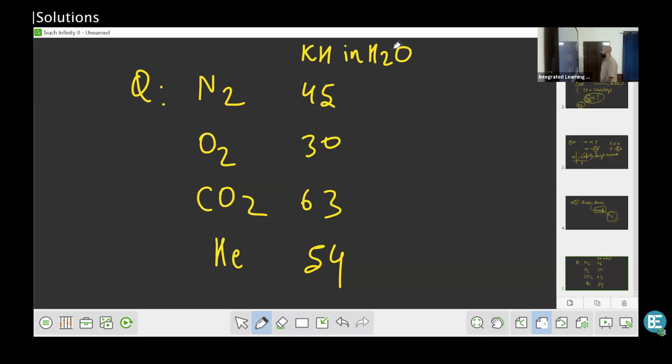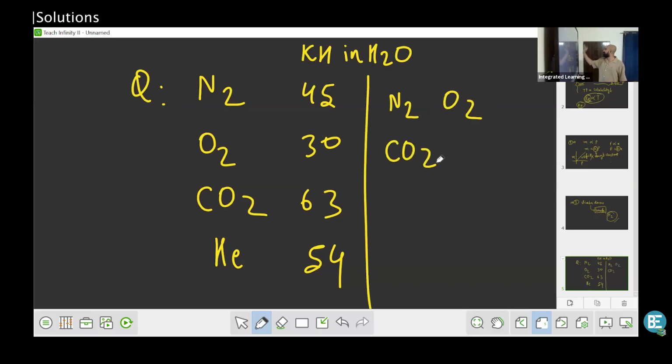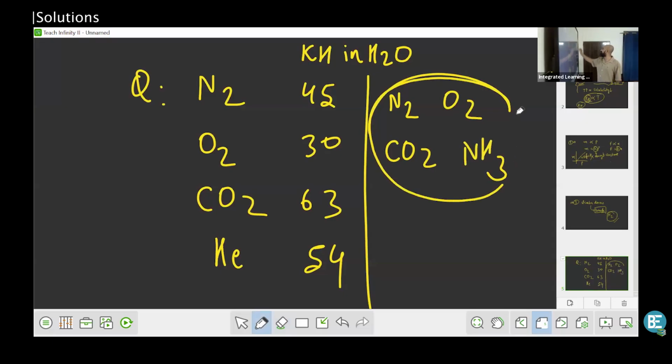Okay. Now this is another question I gave you in the sheet. If you had attempted it, you must have seen that. Say for example, I'm giving you these same gases. I'm not giving you the value of KH. Now I'm asking you which one is the most soluble in water. Out of these four, which one is the most soluble in water? This is the question from 11th class. I'll tell you the chapter is chemical bonding.